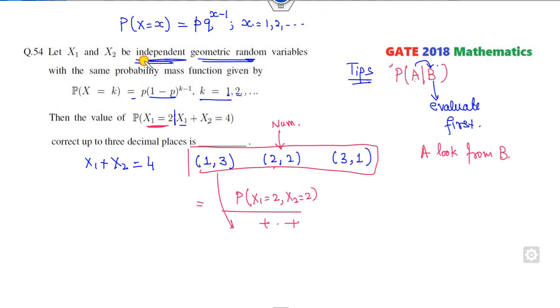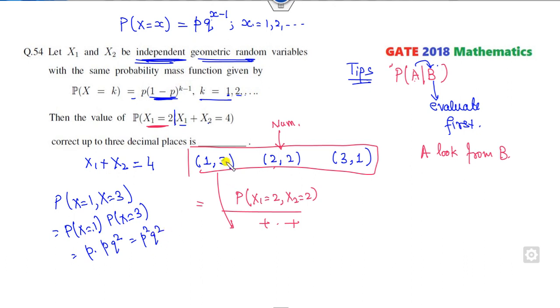Now how can you solve that? Because they are independent, if I write X1 is equal to 1, X2 is equal to 3, you can write this as the product of P(X1 = 1) and P(X2 = 3). P(X = 1) is simply p, and P(X = 3) is p q squared. So the first pair's answer is p squared q squared.